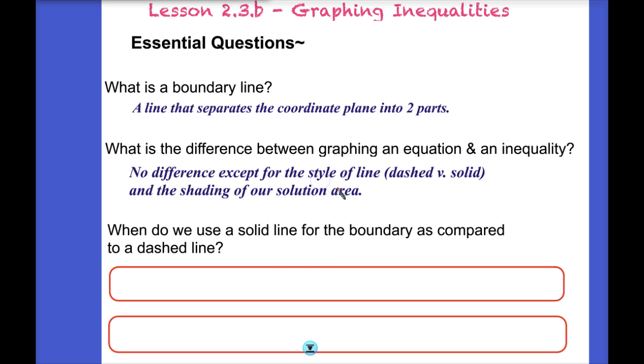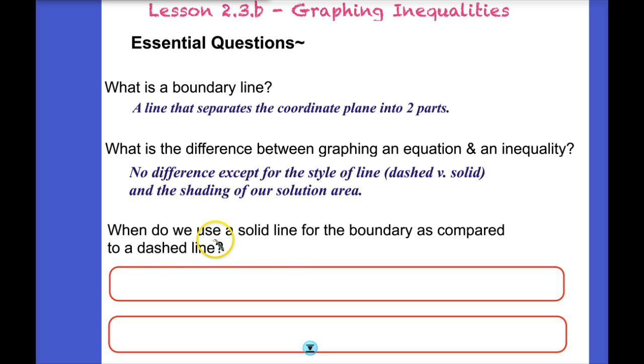Okay, so let's look at the definition. There is no difference except for the style of line, dashed versus solid, and the shading of our solution area. So again, we have a solution area versus a solution point. We won't just have one point, we'll have a whole area, some area that's greater than something or less than something. And then this is curious, dashed versus solid. So we'll be looking at that.